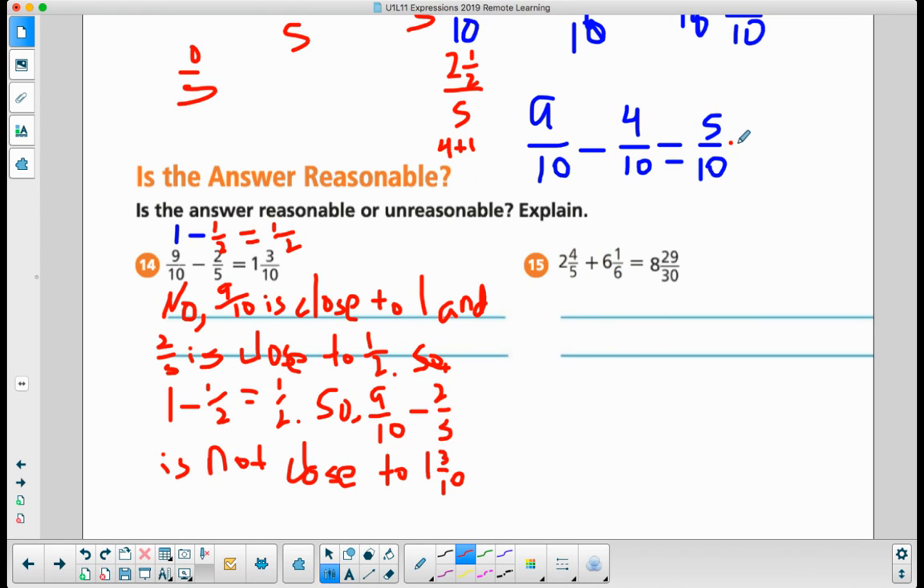Now I can simplify by dividing by 5. What can 5 and 10 be divided by? 5. See? It is 1/2.